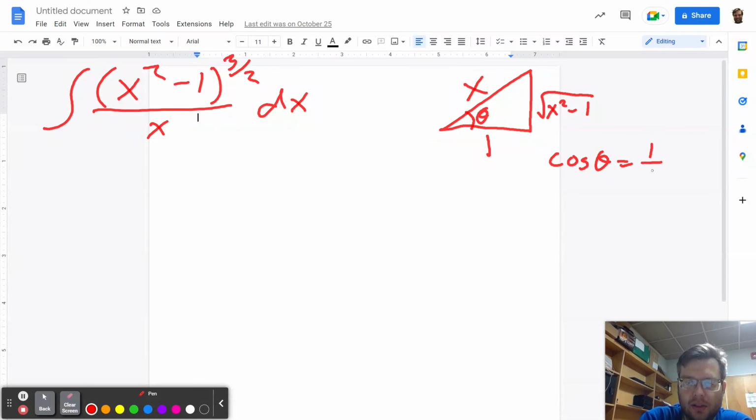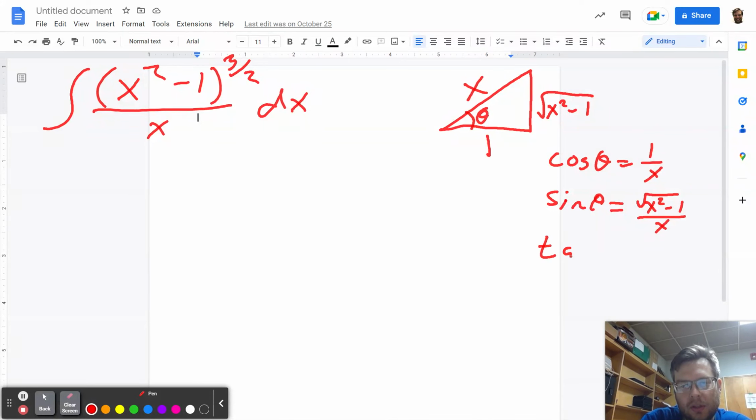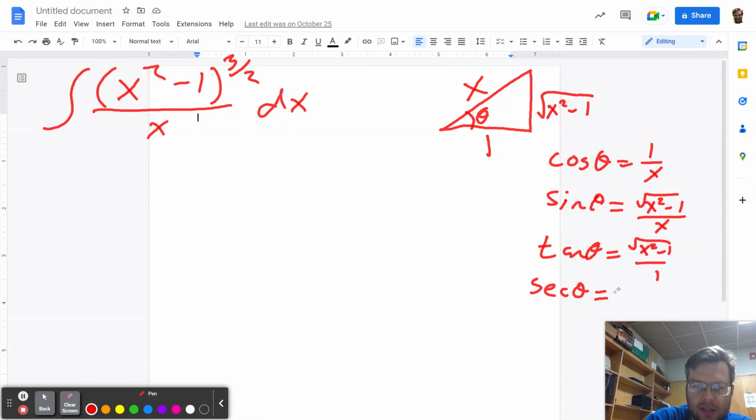So, for example, cosine of theta is 1 over x, because it's adjacent over hypotenuse. Sine is opposite over hypotenuse. Tangent is opposite over adjacent. If I flip over cosine, I get secant. So secant of theta is x over 1. And that's really nice to have an expression for x, because then you can take its derivative. And the derivative of secant is secant theta tan theta d theta, and that's going to equal dx.